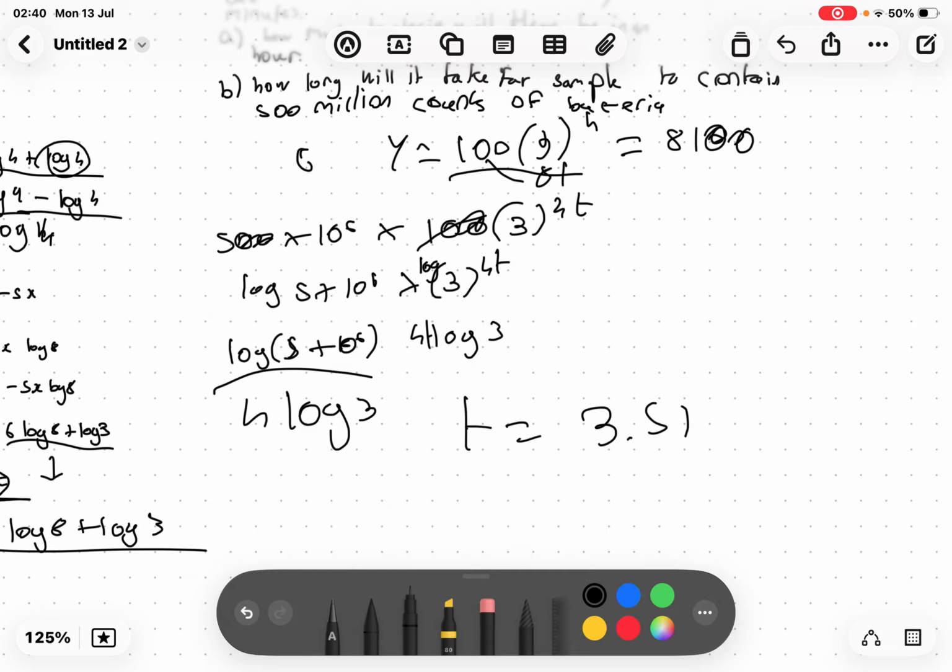3.51. But if you want to do that in a calculator, find out what this equals separately, and this equals separately, and then divide the numbers.